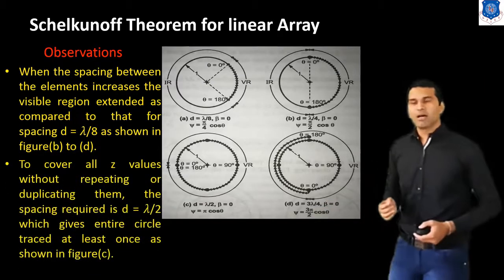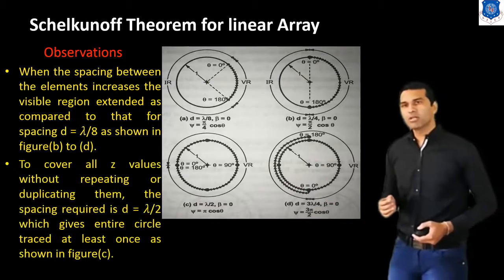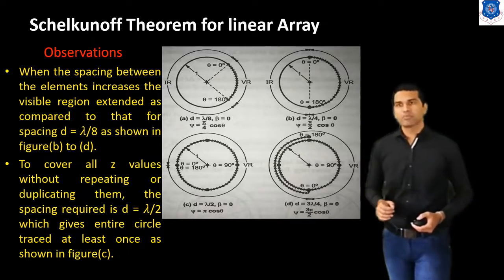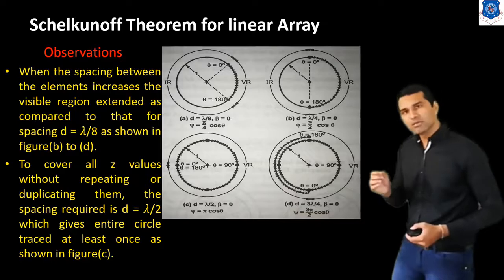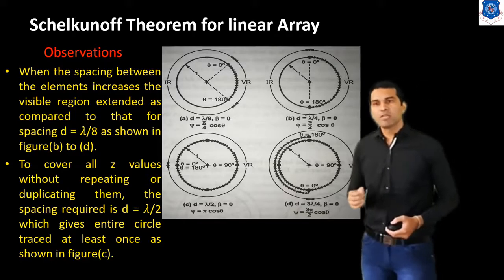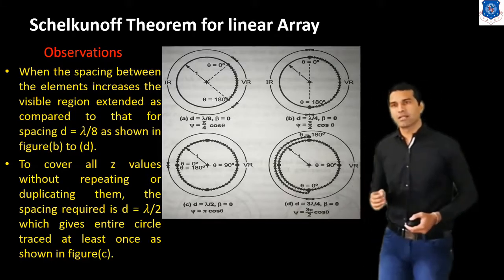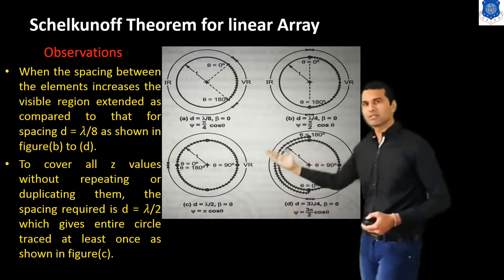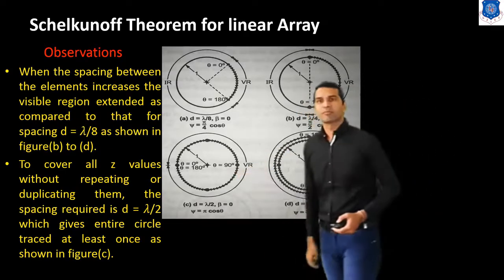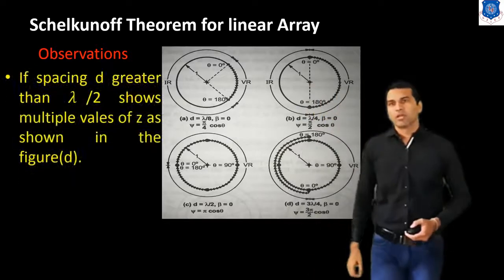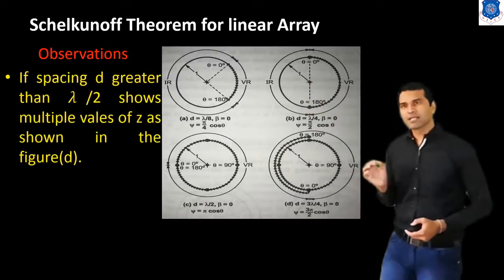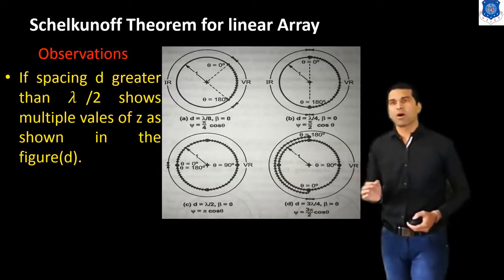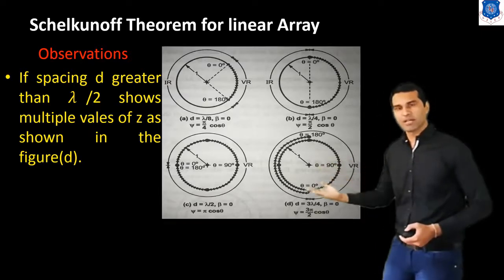To cover all z values without repeating or duplicating them, the spacing required is d equals lambda by 2, which gives the entire circle traced at least once, as shown in figure C. If the spacing d is greater than lambda by 2, we get multiple values of z, as shown in figure D.